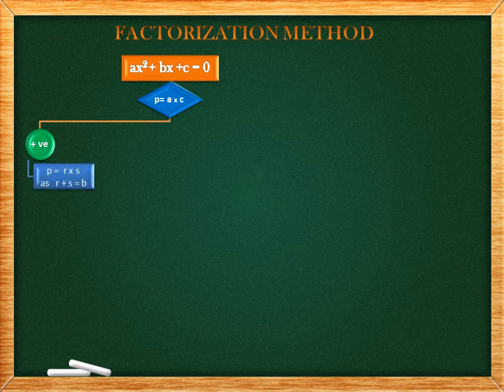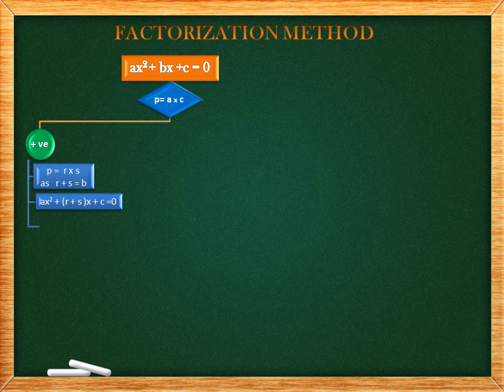and s such that r plus s is equal to b. That means the sum of r and s must be equal to the coefficient of x in the equation. And then we will replace b by r plus s in the equation, and the equation will become ax square plus (r plus s) into x plus c equals 0.